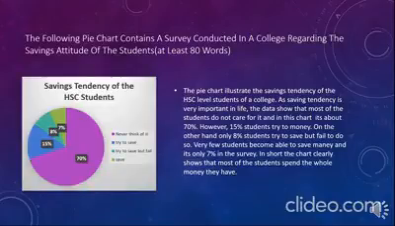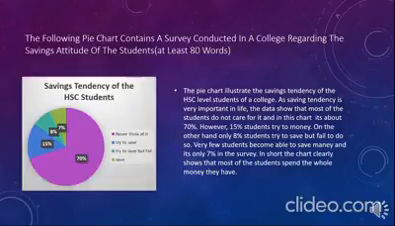So the pie chart illustrates what? The saving tendency of the HSC level students of a college. So the very first line, you will get from the information in your question. Also, as it is related to saving tendency, you can enrich your answer by giving some extra information, like saving tendency is very important in life.